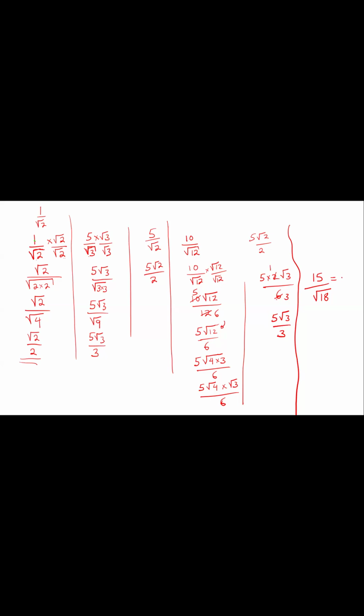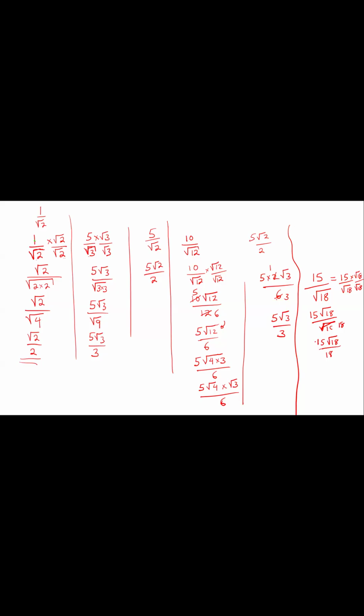So here, still I will say 15 out of root of 18 times root of 18 out of root of 18. So what shall we have? We shall have 15 root of 18 out of, down here we shall remain with 18. So I have 15 root of 18 out of 18.